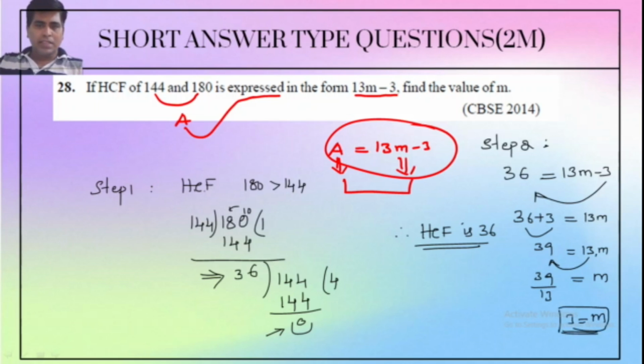He has given this m as a variable here, and he is asking the value of m. Find the value of m. It's nothing but 3. The value of m is 3. So for this question, we have adopted 2 steps. The first step is finding the HCF. The second step is equating the HCF to the expression. I hope that is clear.